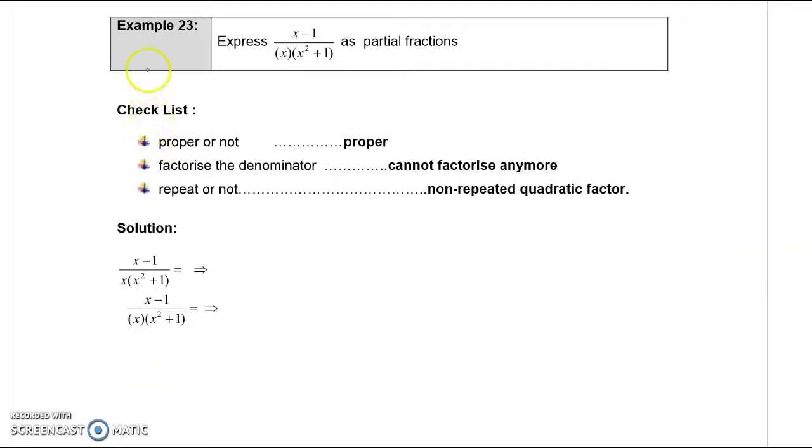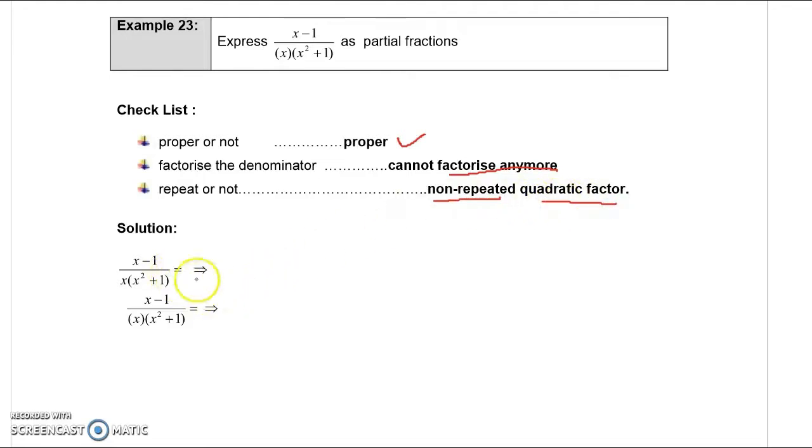For example, if you look at example 23, we need to express (x minus 1) over x multiplied by (x squared plus 1) as partial fractions. So look at our checklist. First, check whether your fraction is a proper fraction or not. In this case, it's a proper fraction. Second step is to make sure your denominator is already factorized completely. In this case, we cannot factorize it anymore. And finally, check your factor whether it's repeated or not. In this case, we have a non-repeated quadratic factor.